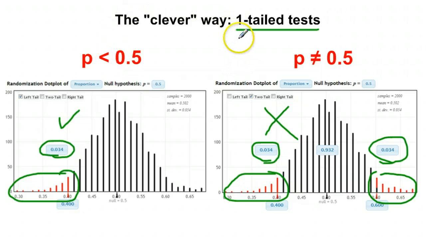Now you have to be honest with this. If you don't know if it's going to go up or down, you have no reason to suspect something's going to increase or decrease, you can't just change your alternative at the end. You have to come up with your hypothesis statement at the beginning if you're going to do honest statistics.